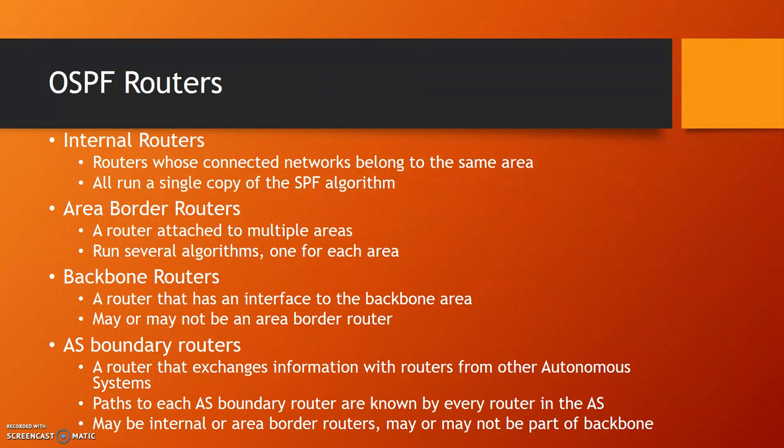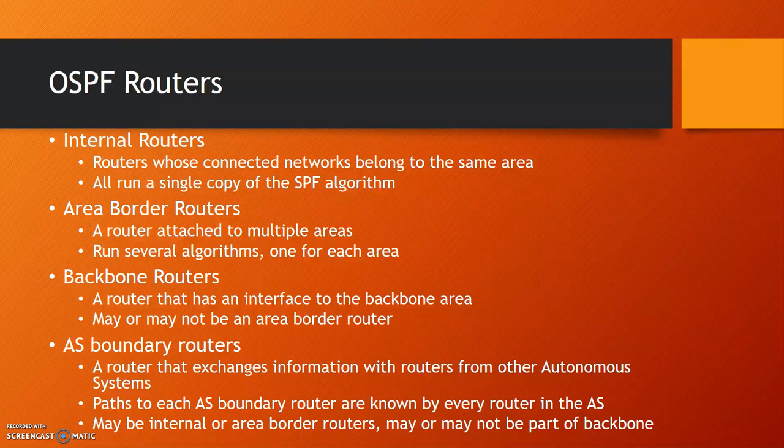So the different routers that are going to be used or classified in OSPF are internal routers. This is just any router that's in the same area as another router. Again, they're all going to have a single copy of the SPF algorithm. Then you have the area border routers, which is a router attached to two or more areas, and these will run several algorithms, one for each area they're connected to.